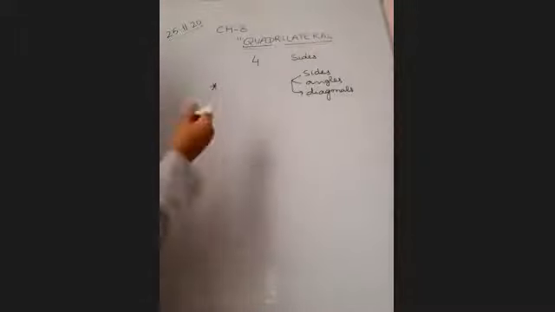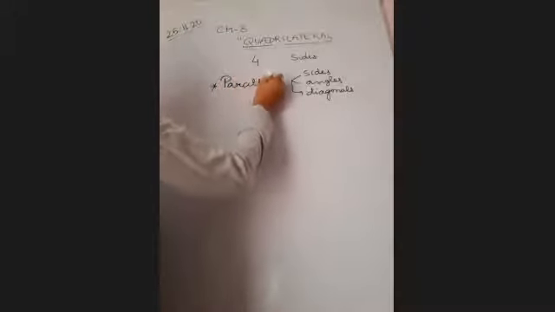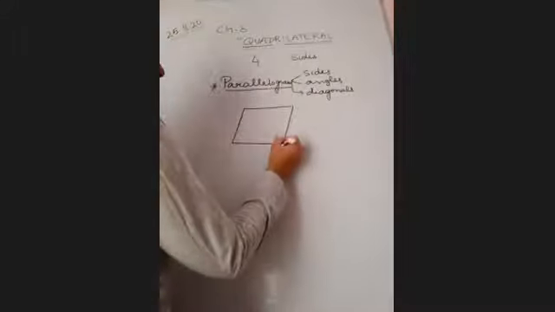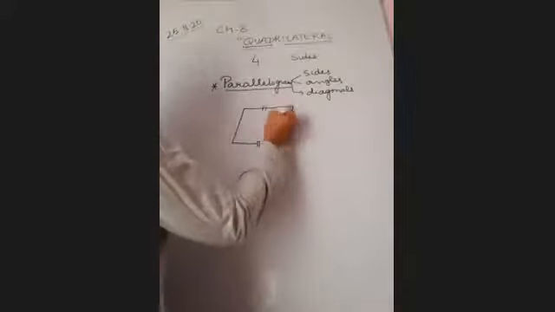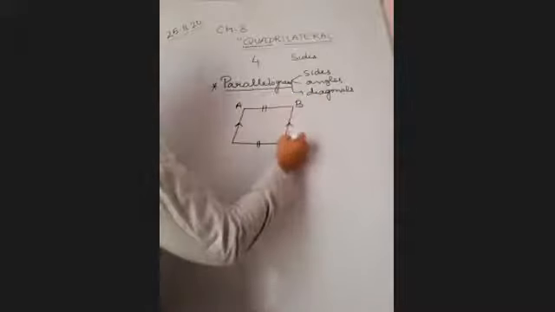All right. Now let us talk of parallelogram. A quadrilateral in which opposite sides are equal as well as parallel. This is parallel to this, this is parallel to this. That is how we define a parallelogram, children.